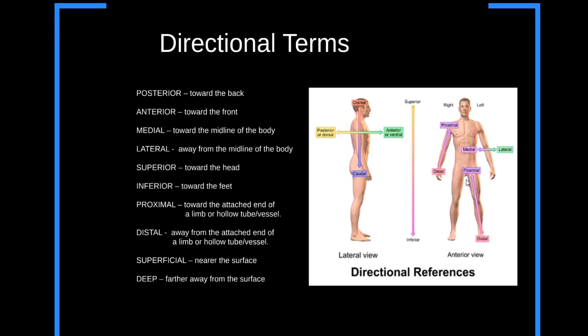Blood vessels as well. We could talk about blood vessels being hollow tubes, you know. Is it the proximal end of the brachial artery, which would be right up here towards the attachment end here, or where the brachial artery runs right through the arm? Or is it the distal end of the brachial artery?